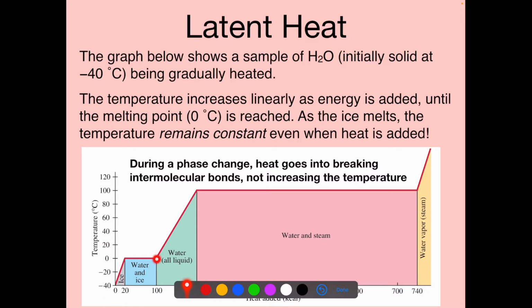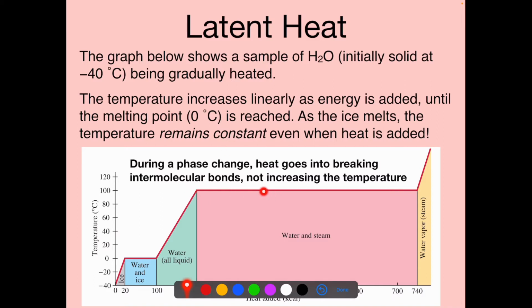Once we've completely melted the sample of ice, if we add more heat, the temperature can go up again. We have completely liquid water here, we add more heat, and the temperature goes up. Again, there's a linear relationship between the temperature and the heat we add in this region. But once we reach 100 degrees Celsius, something happens again. We're at the boiling point now. If we have liquid water right at the boiling point and we add more heat to it, the temperature doesn't keep going up.